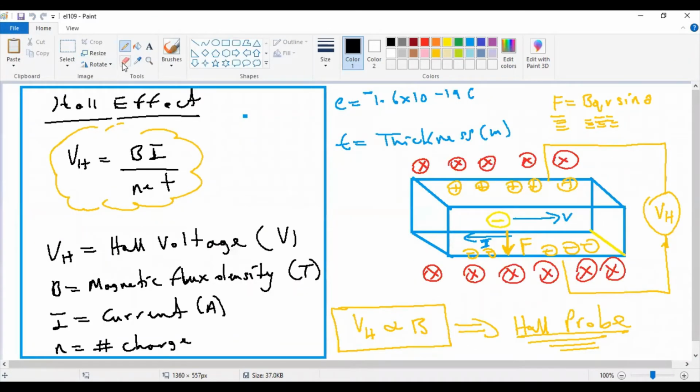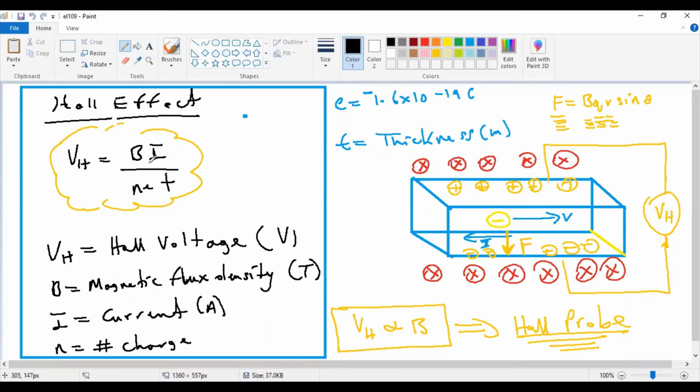So for the Hall effect, as I was talking about just now, the formula is on the other page. VH equals BI over NET. It's easy to remember the word NET. VH is Hall voltage, B is magnetic flux density in tesla, I stands for the current in amps, and N is the number of charge carriers. All right, so that's the concept.